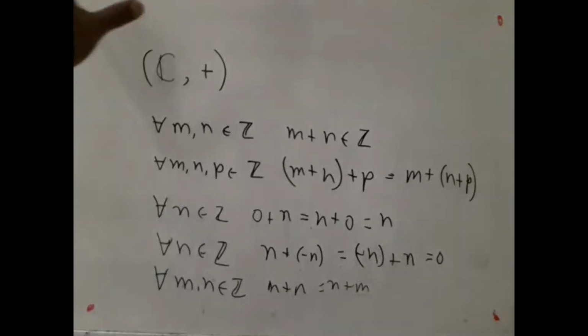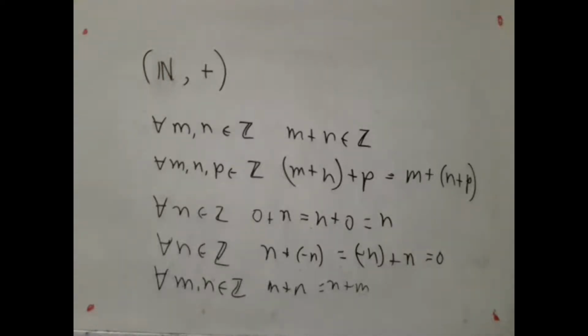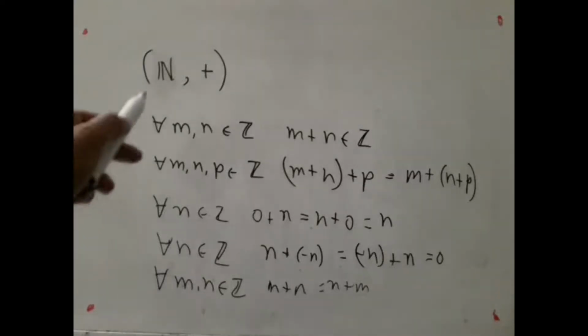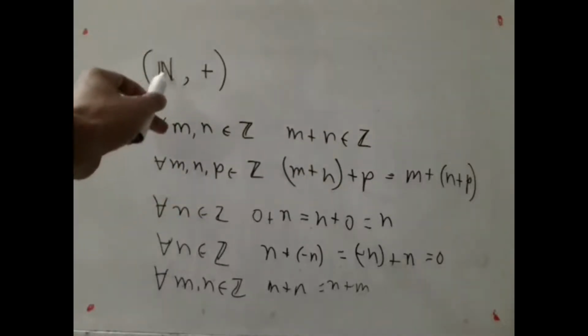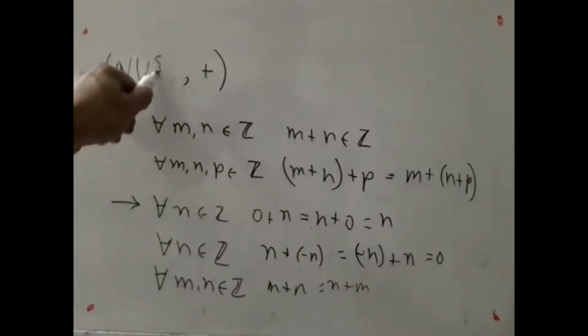But will it hold if I replace it with the set of all natural numbers 1, 2, 3, 4, etc.? The answer is no, because even this property fails. This property does not fail, because if I take two natural numbers and add them, then that's again a natural number, but this property fails. I do not have any 0 in the set of natural numbers. So there is no natural number such that if you add that to any natural number, you get back the original number. To remedy it, I might try the following. Say I take the natural numbers union 0.